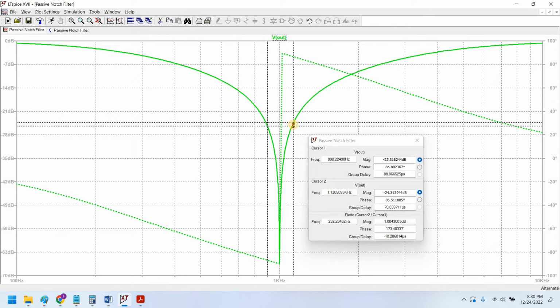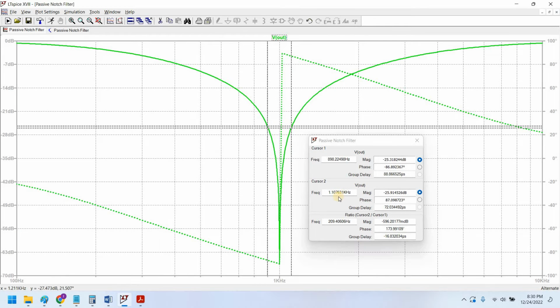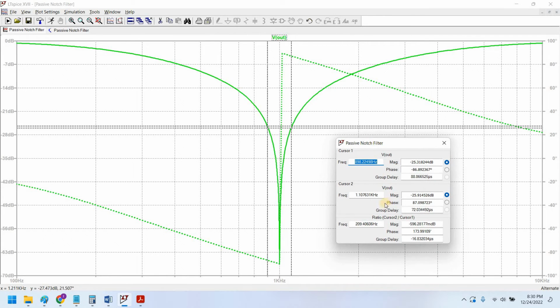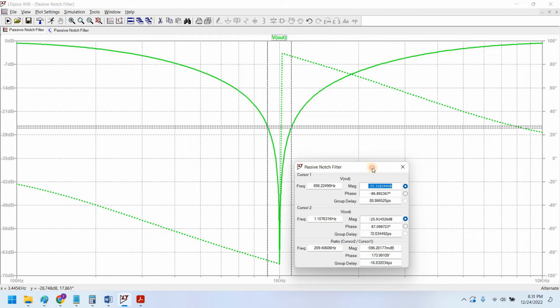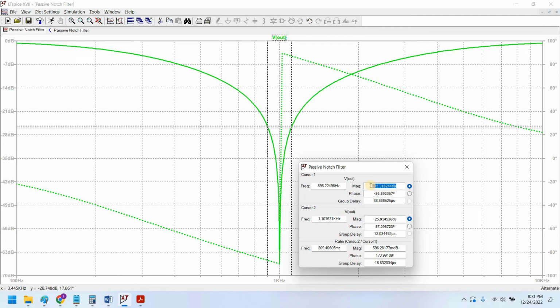So all the way down here, 1.1 kilohertz, and here it is 900 hertz. As you can see, the bandwidth is still at 209 hertz, or we can assume 200 hertz, and the magnitudes are minus 25 dBs, which is again not as we calculated. We expected the magnitude to be only minus 20 dB attenuation, and our bandwidth to be equal to 100 hertz.